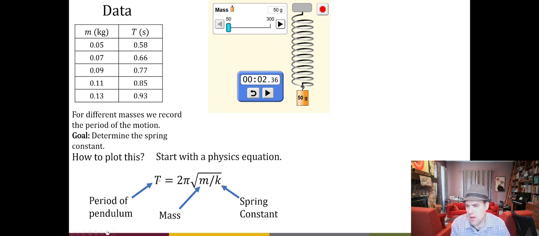We want to be able to plot this, but in our y equals mx plus b equation, there's no square root. And that's okay. We just need to rearrange this term a little bit. To get rid of the square root, we're going to square both sides. So that gives us T squared equals 4 pi squared m over k. Remember, m over k used to be in the square root, but now it's not because we squared both sides.